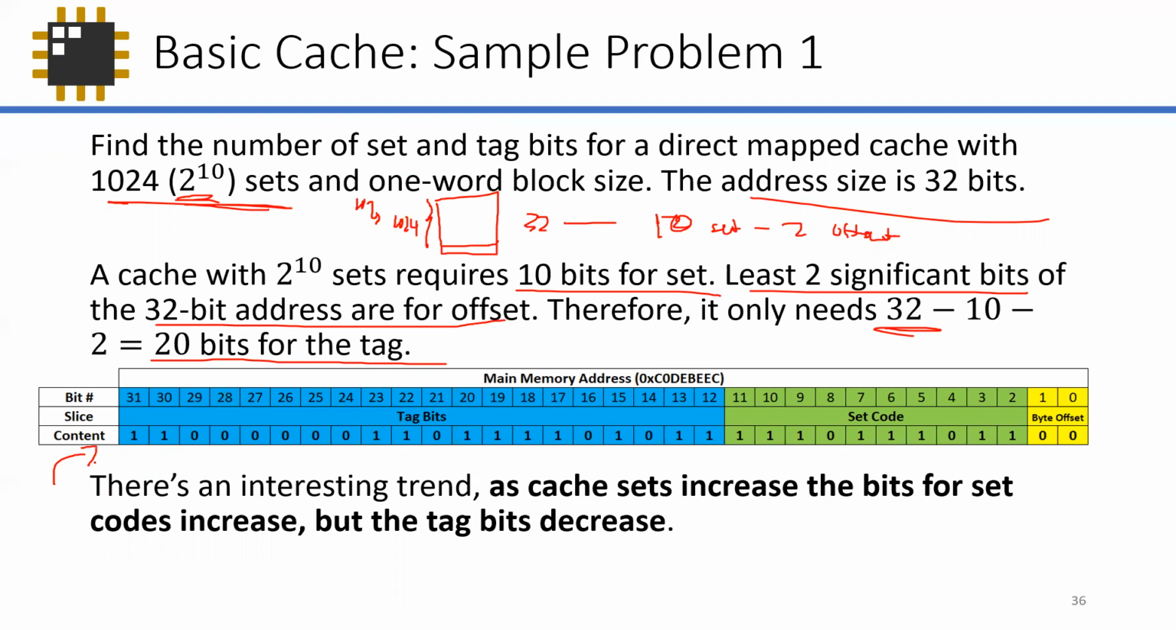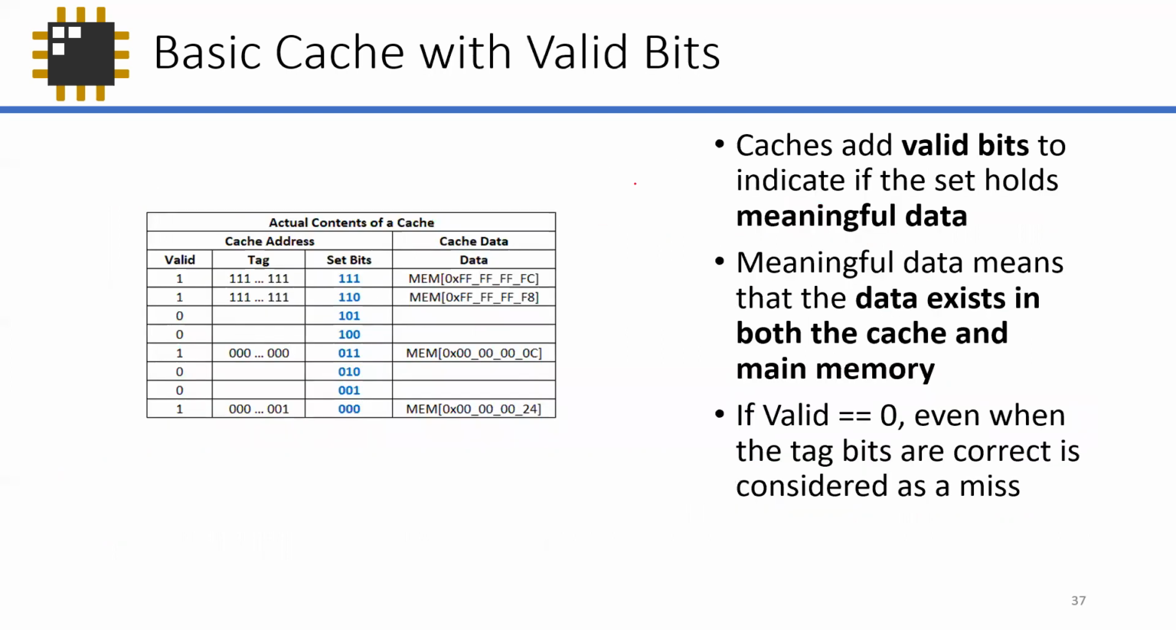Now, as cache increases, you'll notice that the number of bits that you need for the set increases as well. The set bits increase, but the tag bits decrease. Is that a trade-off? It will be a trade-off, because you're trying to balance how many. Again, the larger the cache, the longer the decode time. That's what they're trying to trade off. So, last concept.